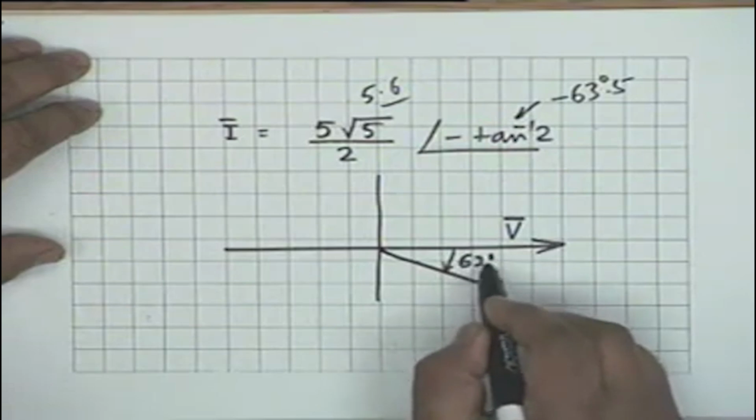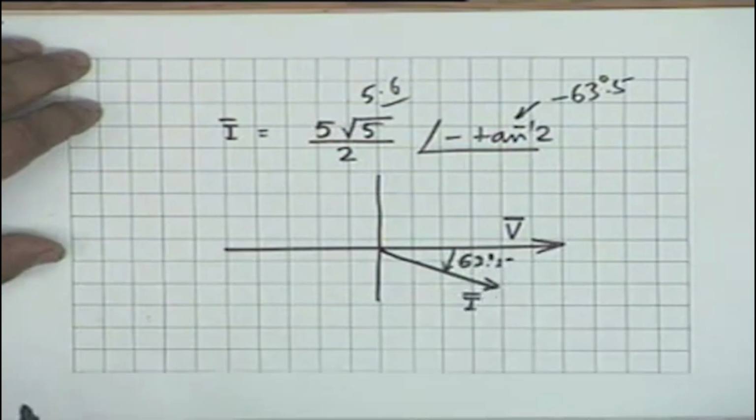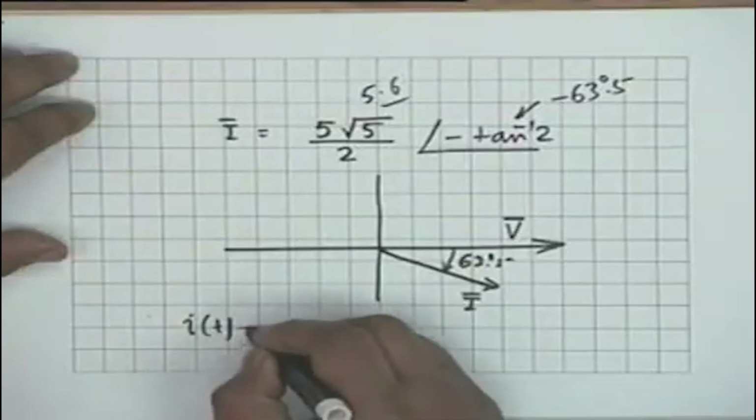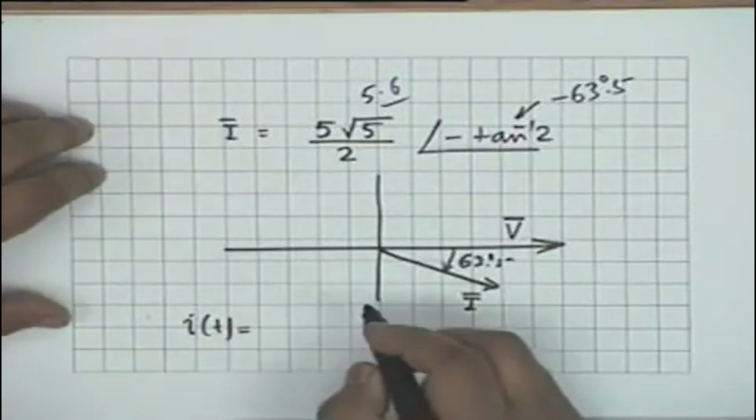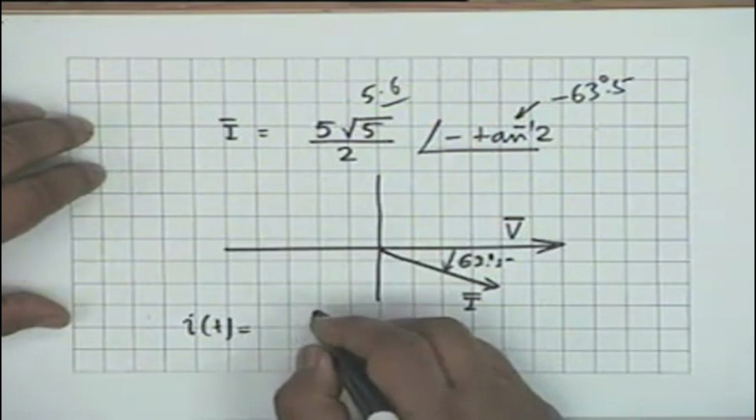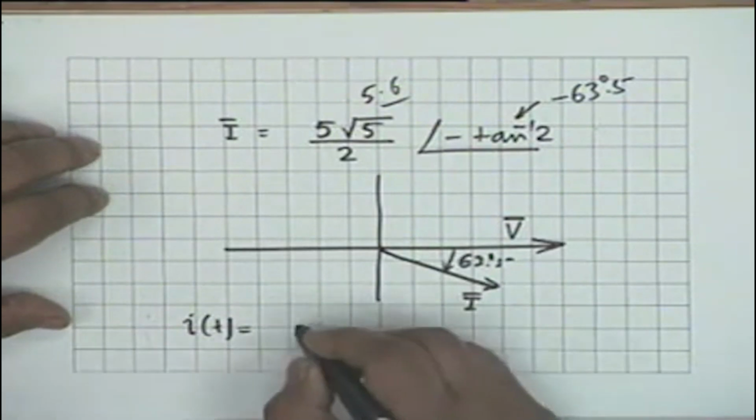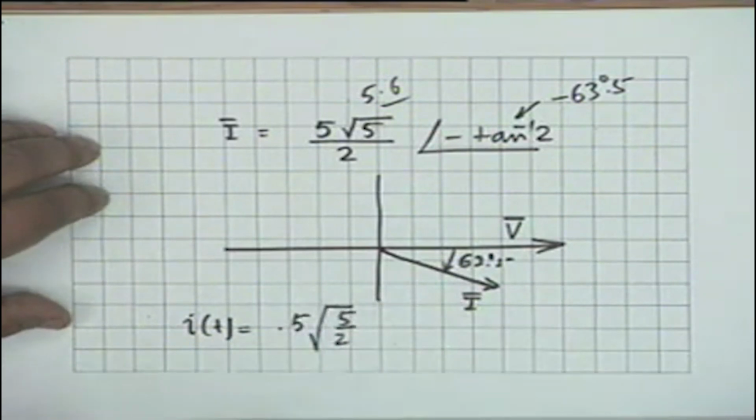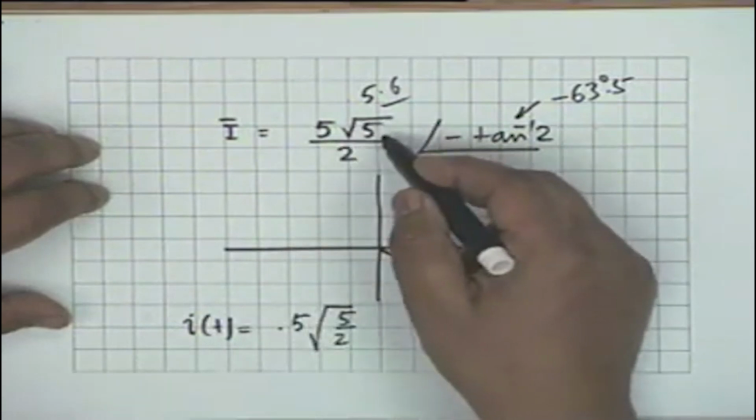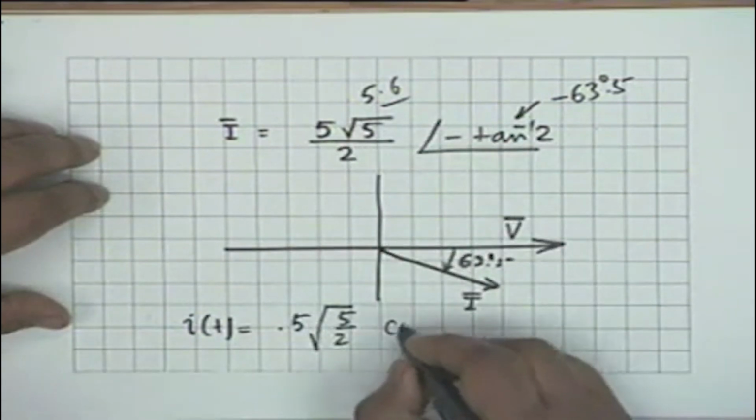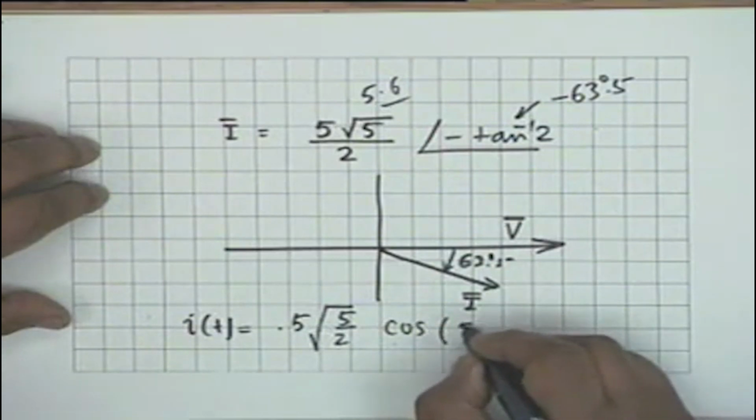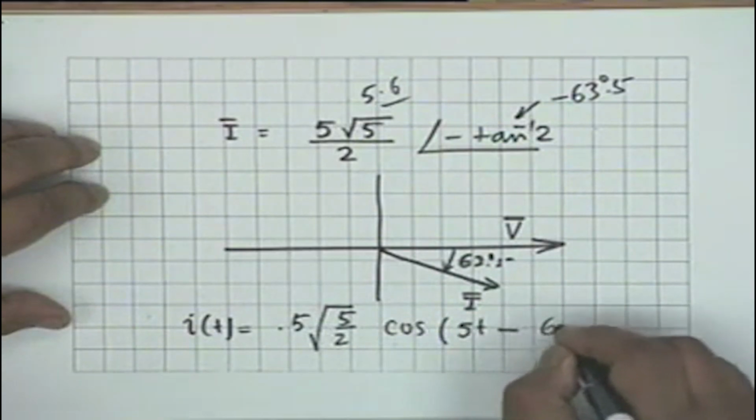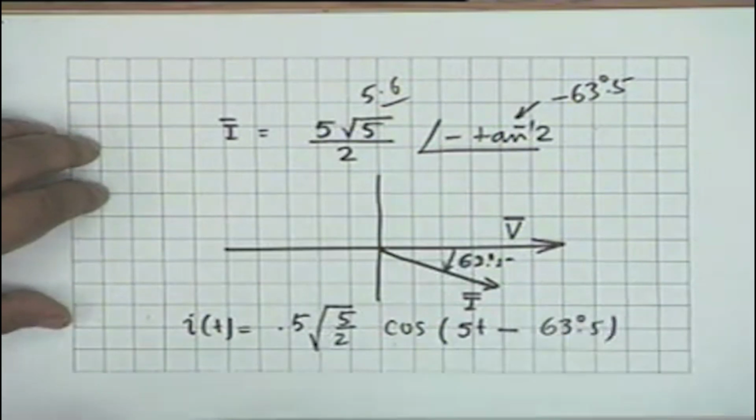If that's the only thing that I want, the corresponding current quantity i of t would be given by, can you tell me what will be the current? Root 2 times 5 square root 5 by 2, times cosine of 5t minus 63.5. This will be the current. I didn't manipulate anything, I simply manipulated some complex quantities.